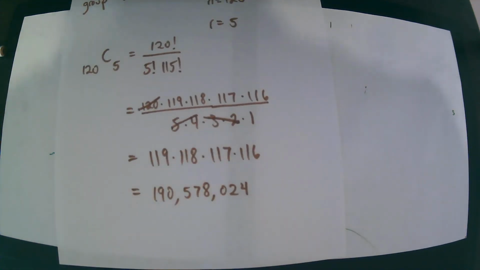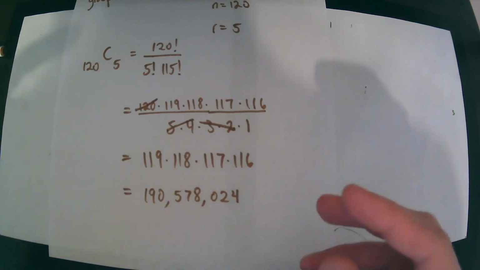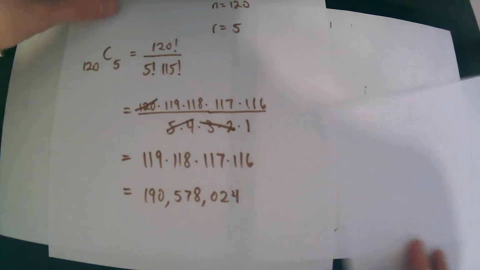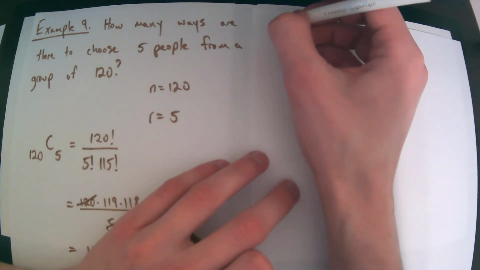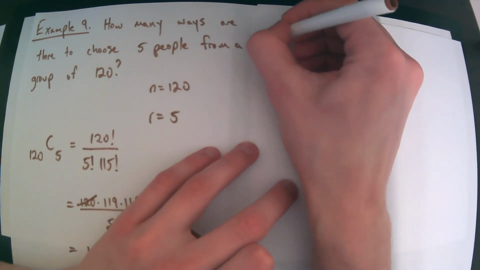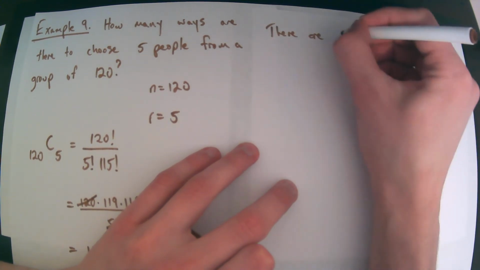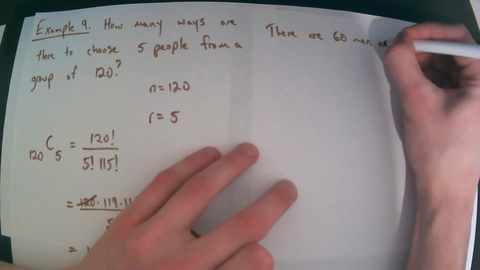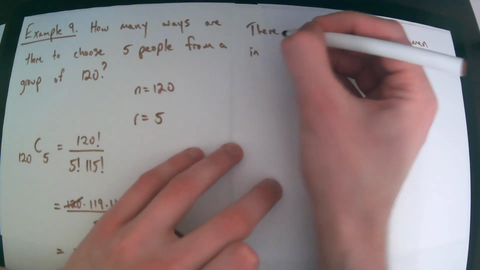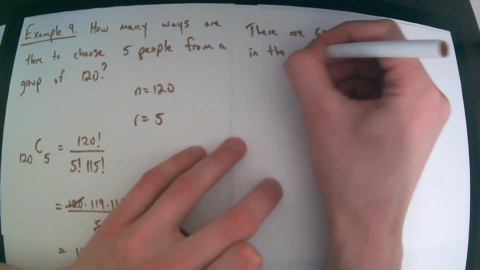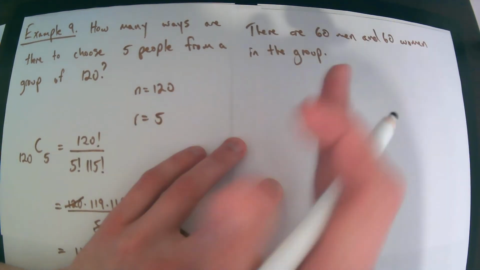Okay, so I paused for a second and thought about how that calculation would actually go, and I think it's going to be easy enough for us to actually do. So let's run with that problem I just came up with. Let's say, based off of this example 9 that I've written here, there are 60 men and 60 women in the group of 120.